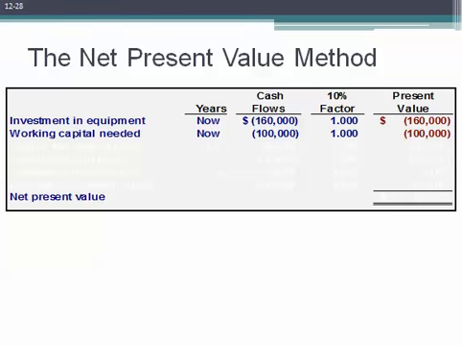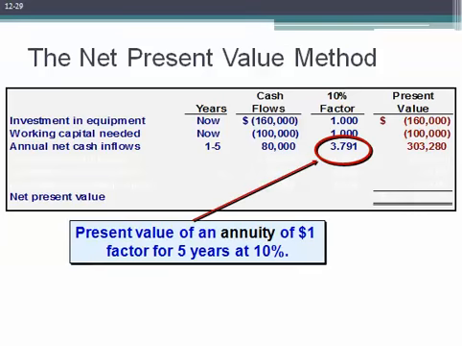Let's go ahead now and look at our cash flows. Again, the project was going to require an investment in the equipment of $160,000 today at time 0, and an investment in working capital today, time zero again, of $100,000. So the present value of each of these, since they're happening today, is the nominal amount itself of $160,000 and $100,000. Next, let's consider the annual cash inflows that were going to occur over years 1 through 5.